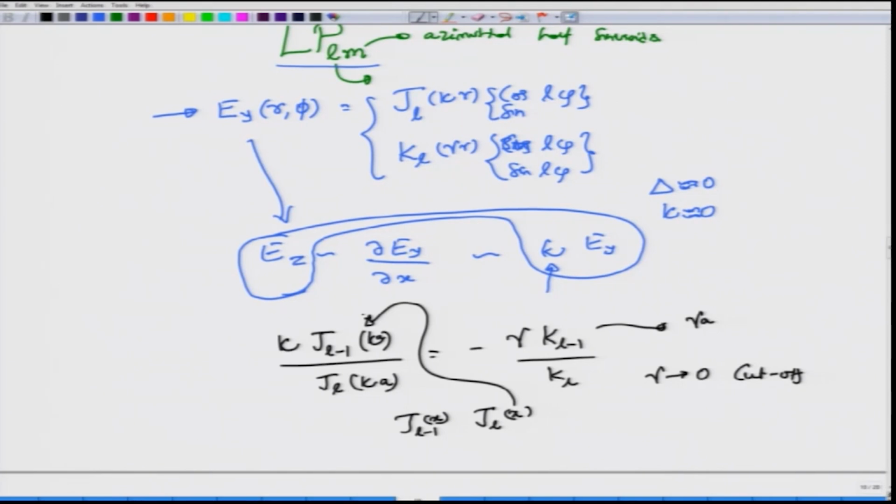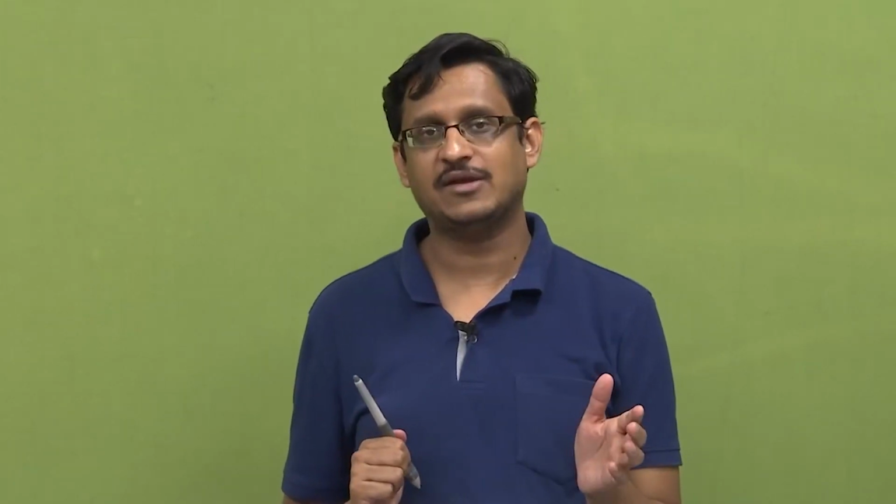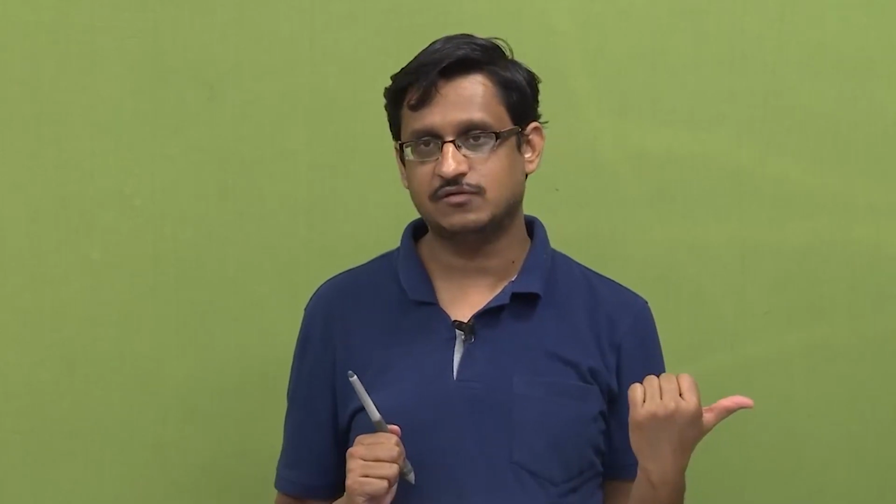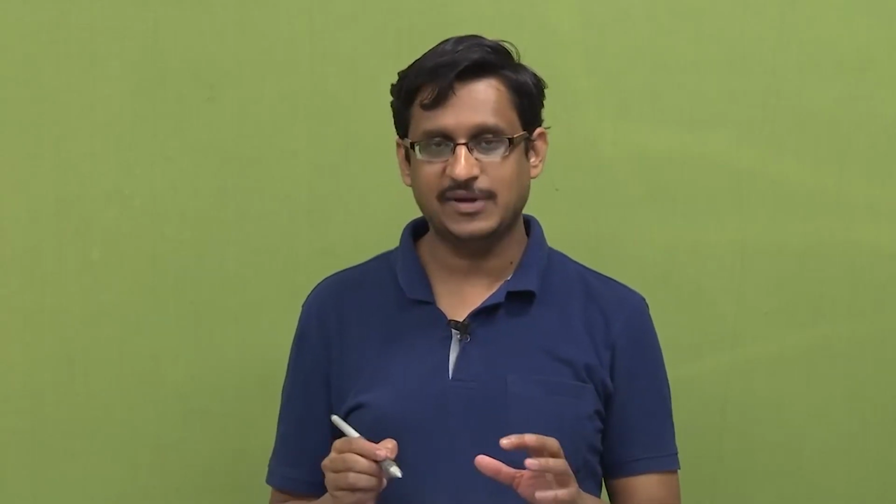So, the solutions of kappa a will always lie between the zeros of J_(L-1), that is the (L-1)th order Bessel function, and J_L, the Lth order Bessel function. In fact, these LP_LM modes can be related to the hybrid electric and hybrid magnetic modes as well.